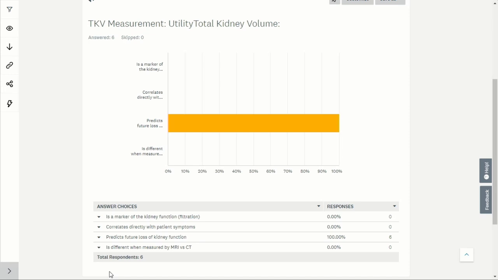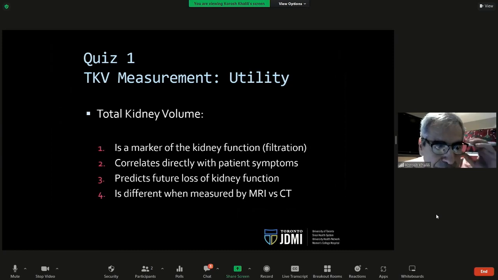Wow, incredible. So everybody was awake. So total kidney volume predicts the future loss of kidney function. Like I said, it's not a good predictor of current renal function. And let's look at the other options. Patients with larger kidney volumes do tend to have more symptoms, but sometimes patients with larger volumes don't, it's not a direct correlation. Sometimes we'd say patients with large kidney volumes may not have as many symptoms as somebody with not as large a kidney volume, but lots of hemorrhages within the cyst.